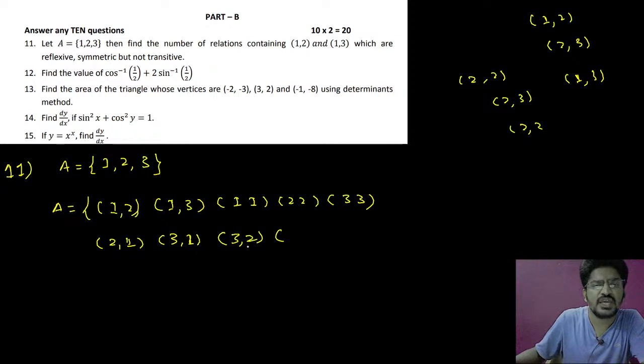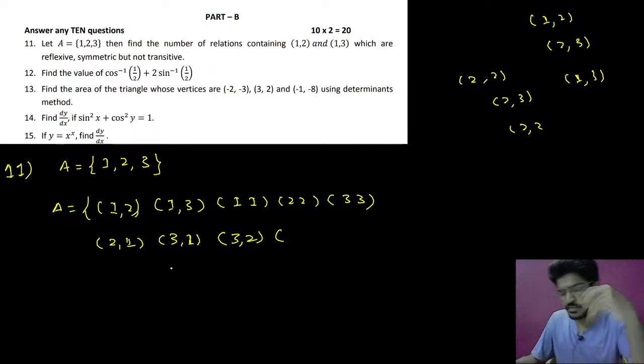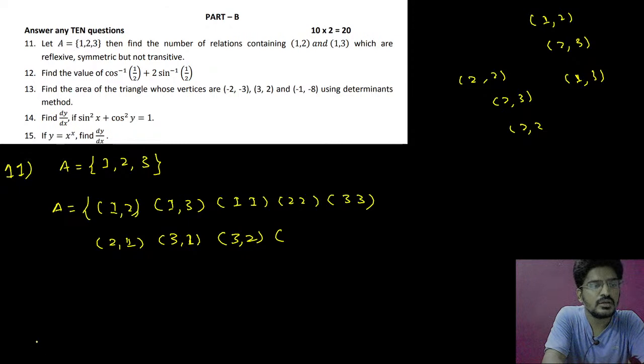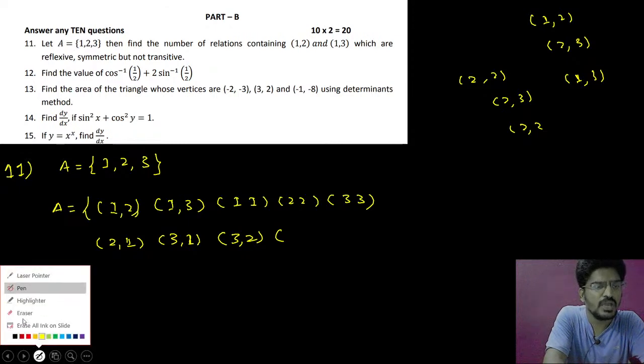You just see 3, 2. Okay, so 3, 2. If I take 1, 2, 3, 1, 3, 3, 2: 1, 2 is present, 3, 3, 3, 2, and 3, 2 is present. That means this is also not possible.